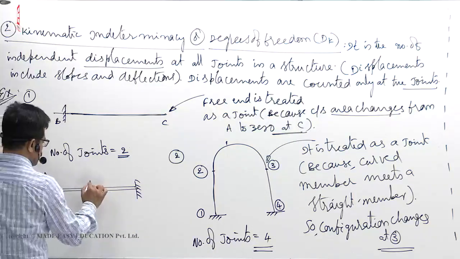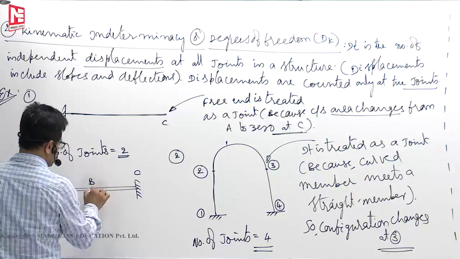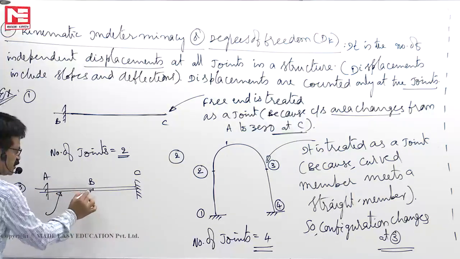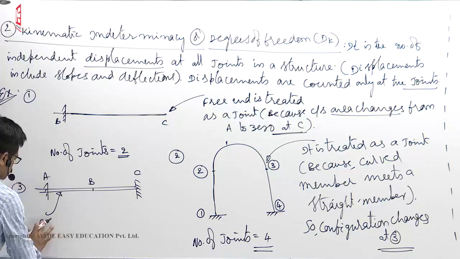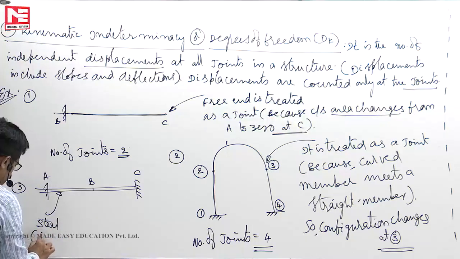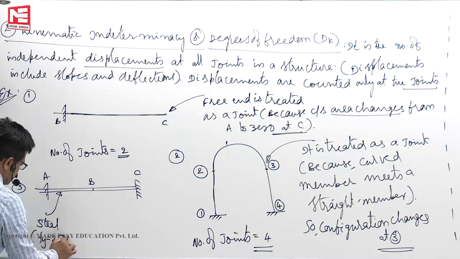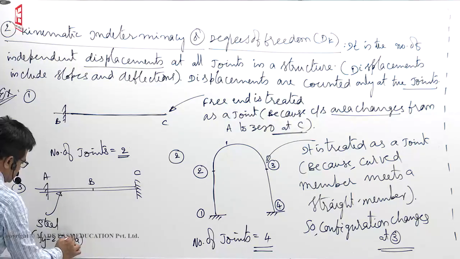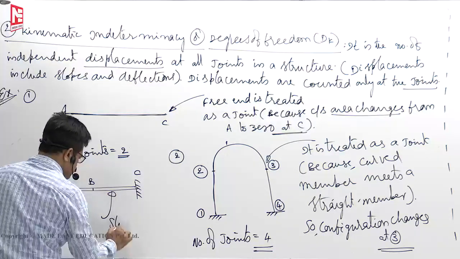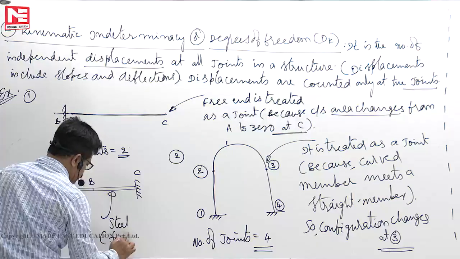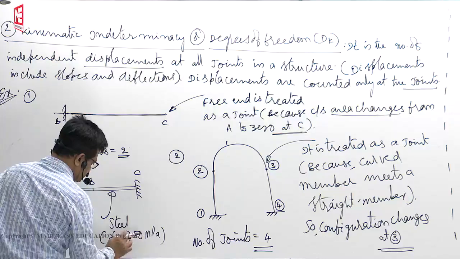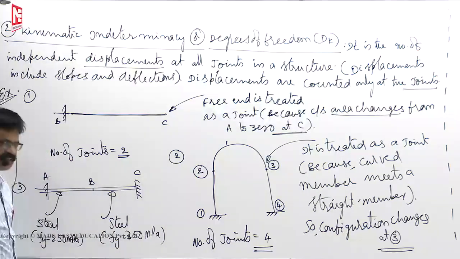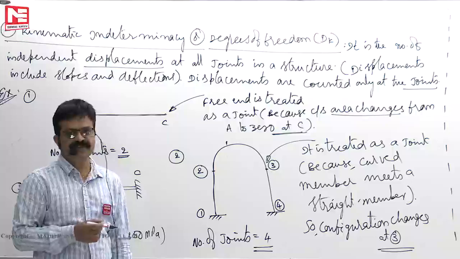This point, let us say A, B, C. This one, cross sectional area same, everything same. It is steel. Assume that this is steel, whose yield stress, let us say 250 MPa. This is also steel, but whose yield stress is say 350 MPa. You can have steel having yield stress 250 MPa, 350 MPa also.